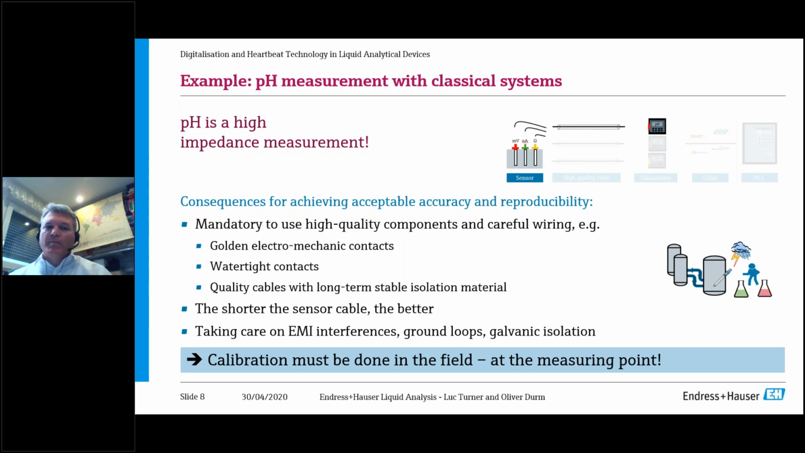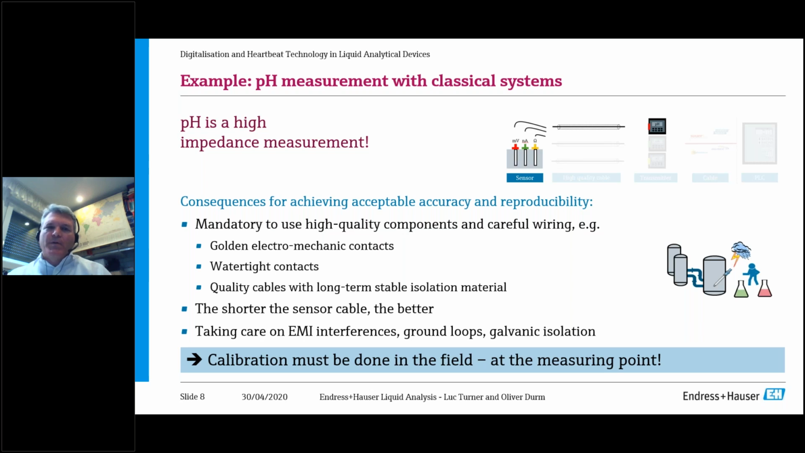You need quality cables with a long-term stable insulation material. Why? Because if you have sunshine and all the environmental influences, the insulation material, the PE or whatever is inside, will change over time. And if the resistance or the impedance of the cable is changing over time, this will also affect your measurement accuracy and your reproducibility. The shorter the cable, the better. And you also have to take care of EMI interference, ground loops, and galvanic isolation.